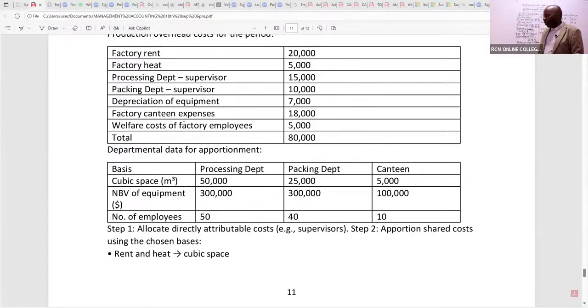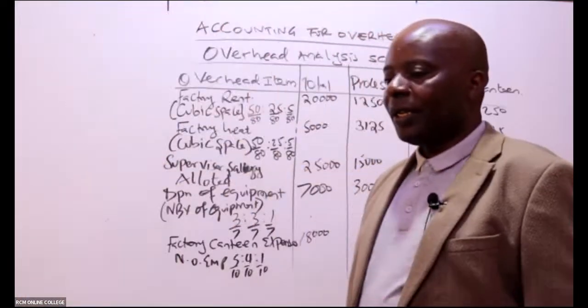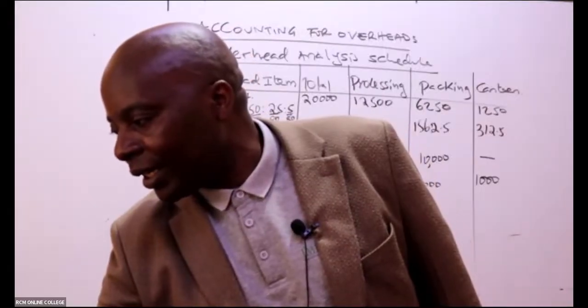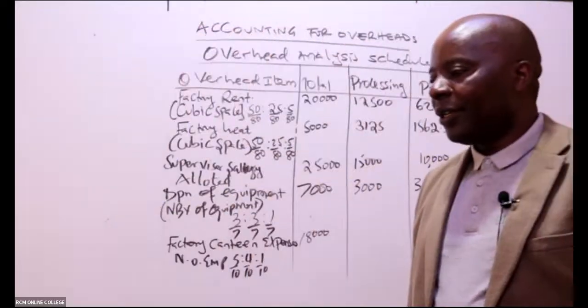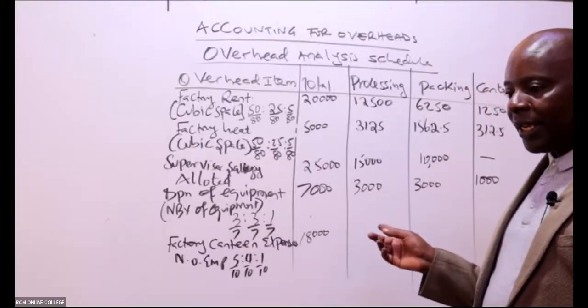So this is the number of employees, which I can see is 5 is to 4 is to 1. This will be 5 over 10, 4 over 10, 1 over 10. Very easy, really. Now you're able to, ladies and gentlemen, oh, they're still writing, sorry for that. So you can see factory canteen.